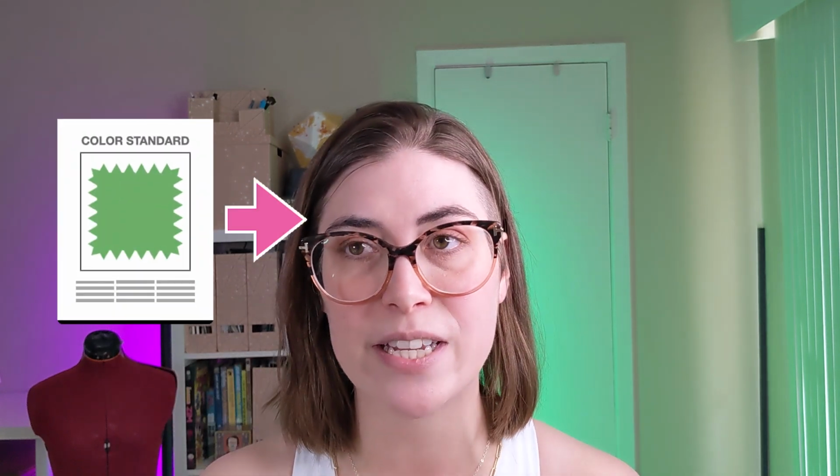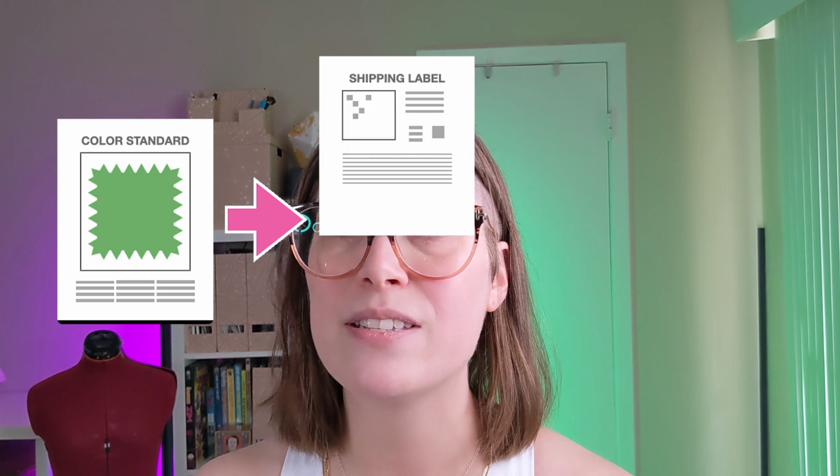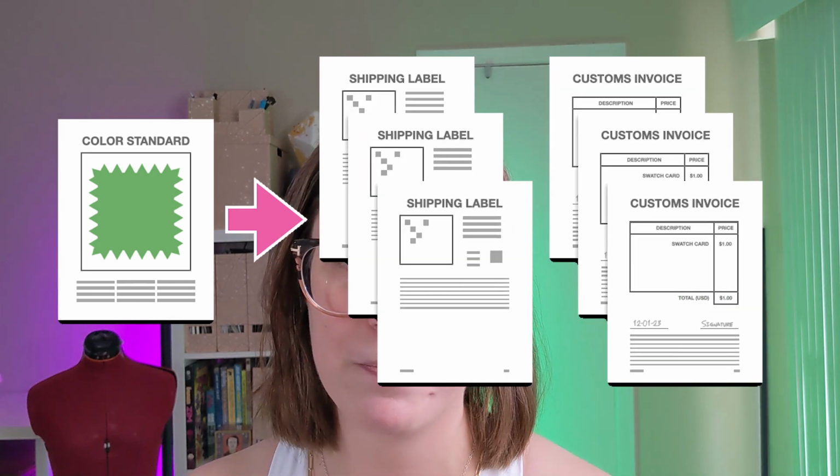It's not something that gets a lot of playtime in school because it's a very unsexy aspect of being a fashion designer. But just to give you an example, if I want to send one cutting for color standard, just one little swatch of fabric overseas, I have to print out 6 sheets of paper to send it. That's 3 shipping labels and 3 customs invoices. What's a customs invoice, you say?